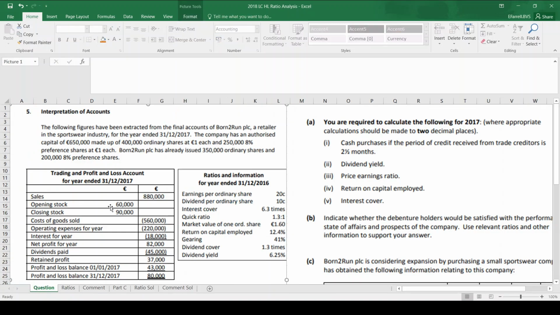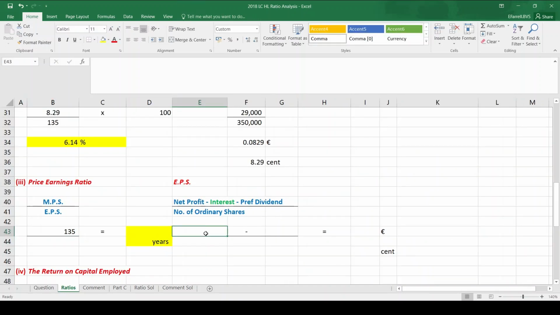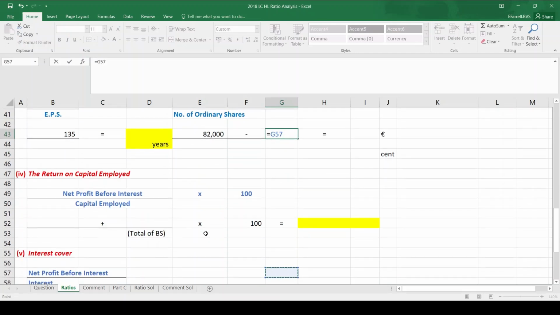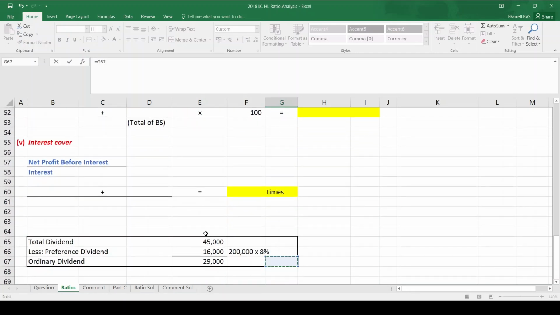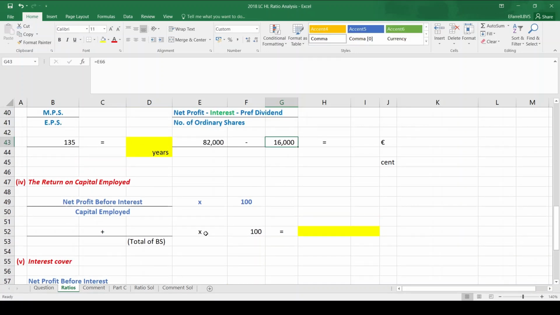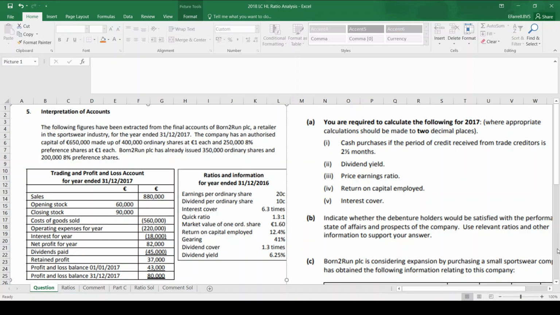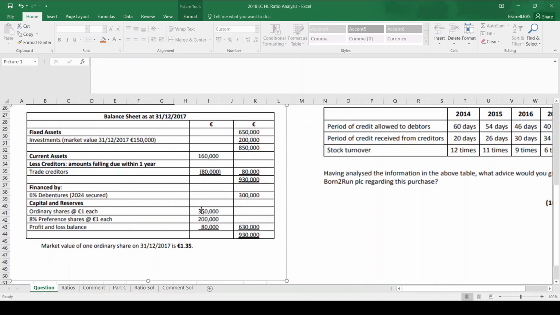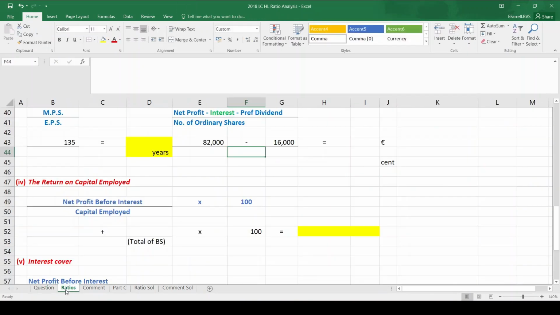If we go back to the question, my net profit of 82,000, that already is less interest. The interest has been taken away, so I don't need to do anything there. So net profit less interest is 82,000. So I just need to take away my preference dividend. I've split my dividends down below here. My preference dividend is 16,000. So it's going to be 82 minus 16 over the number of ordinary shares, which again we looked at already. The number of ordinary shares is 350,000.